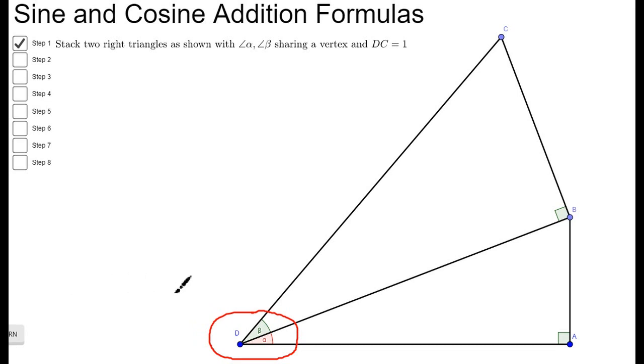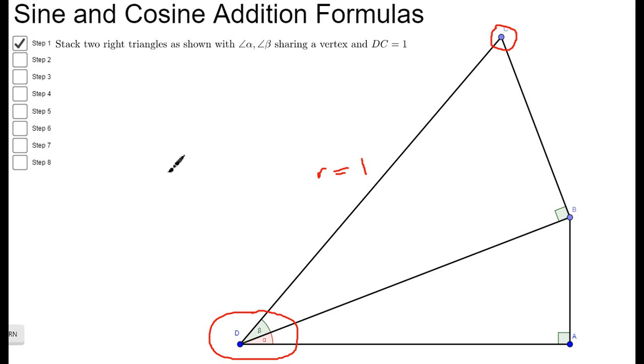And this we're going to accomplish by creating two right triangles, one that has this angle alpha, one that has this angle beta stacked on top here. So we have the adjacent side to beta as the hypotenuse of alpha. One other thing that's going to be important is that this point is on the unit circle. In other words, this radius here equals 1.